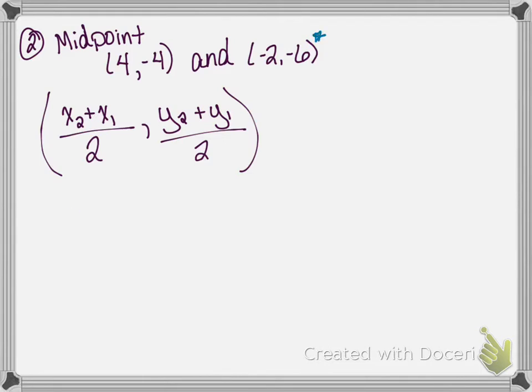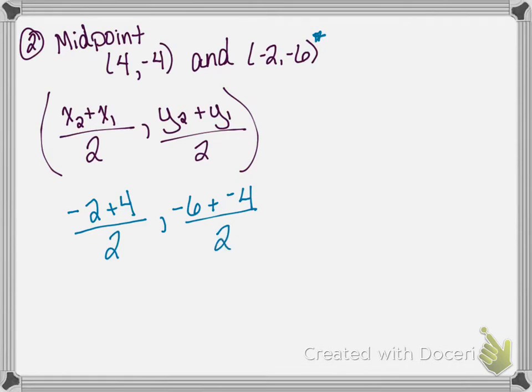So I've got -2 plus 4, and I will give you all of the formulas, because this particular formula has a plus in it, and so many of the others have minus. So that's a place that sometimes students make mistakes, but I will give you the formulas. Then we have -6 plus -4, and all of that is over 2.